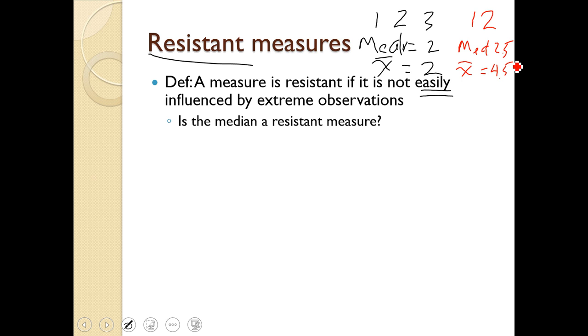So this idea of resistance: the median, as you can see from this one example with these 4 numbers, is a resistant measure, versus the mean, which is not a resistant measure.